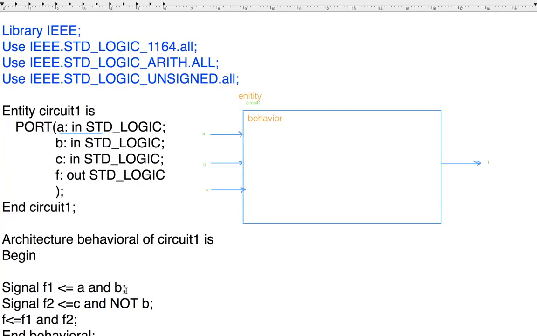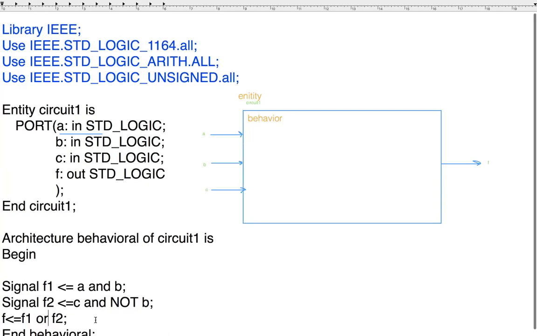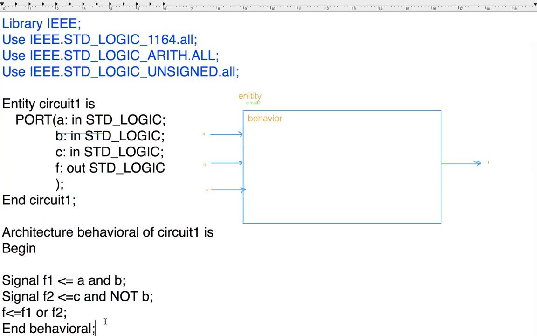Okay, so let's draw this out and see what this means. Actually, here I'll do an OR instead of an AND, just to change it up a little. And then this is the end of the behavior.